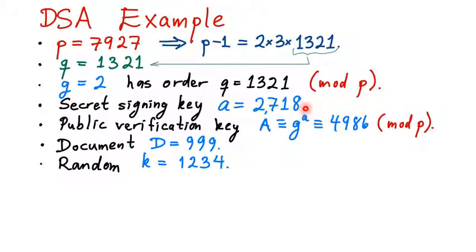Not very secret. Mathematicians like 2718 dot dot dot. So that's my secret. And then my public verification key becomes G raised to the power of a, capital A, and that is 4986, again working modulo P, right? The document I'm going to sign is 999, and my random exponent is 1234. I couldn't have taken 1234 when we're doing ElGamal because 1234 is even and P minus 1 is even, so this is not co-prime to P minus 1, but it is co-prime to Q.